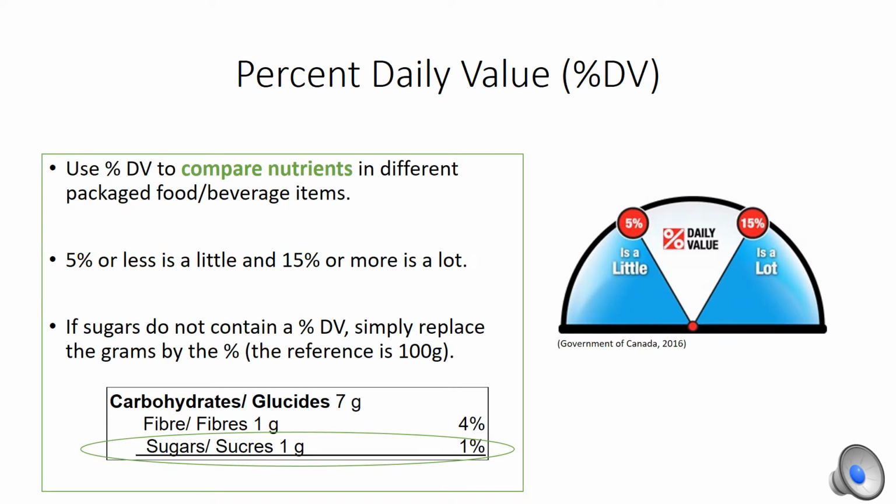The % daily value can be used to compare nutrients in different packaged food items. A general guideline is that if an item contains 5% or less of a nutrient, it is considered a little, and 15% or more is a lot. If sugars do not contain a % daily value, simply replace the grams by the percentage, because the reference is 100 grams.